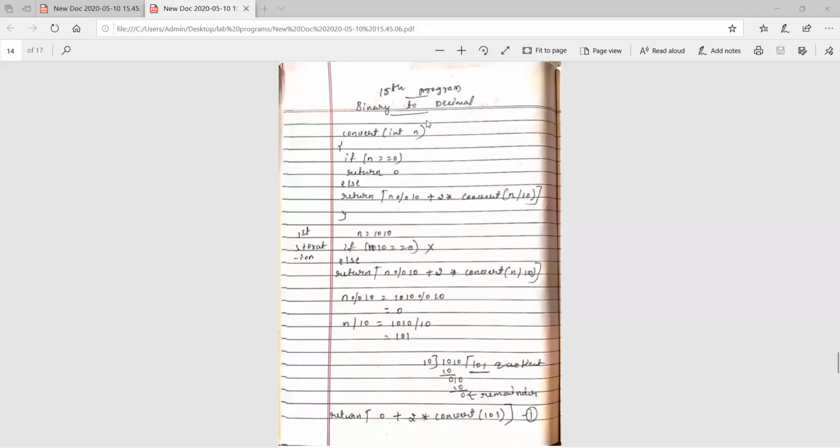Hello everyone, this is the 15th lab program to convert a given binary number to decimal number by using a function. Binary is a number that consists of zeros and ones, and decimal is a number that consists of the digits from 0 to 9. Here we find out the decimal equivalent for the given binary number using a function.